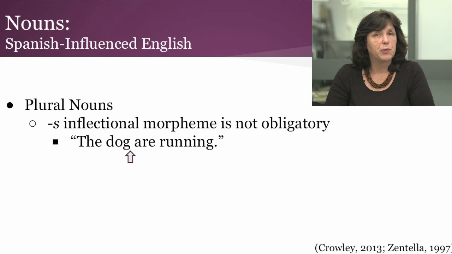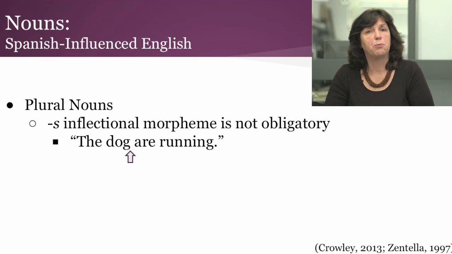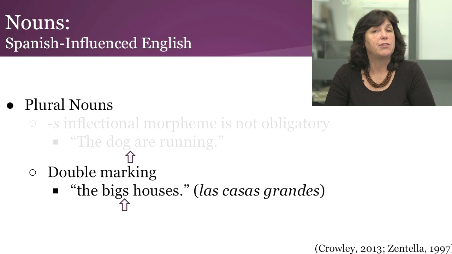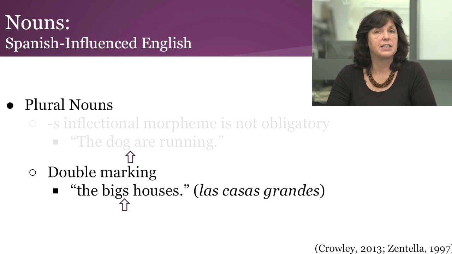In Spanish-influenced English, the plural s inflectional morpheme is non-obligatory. For example, you might hear an utterance like, the dog are running, which is grammatically correct in Spanish-influenced English. We might also see double marking of plural nouns in Spanish-influenced English. For example, the bigs houses, which comes from the double plural marking in Spanish, las casas grandes.